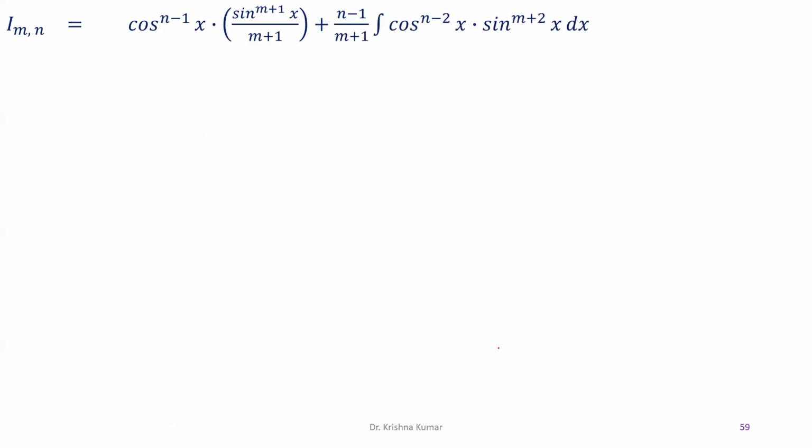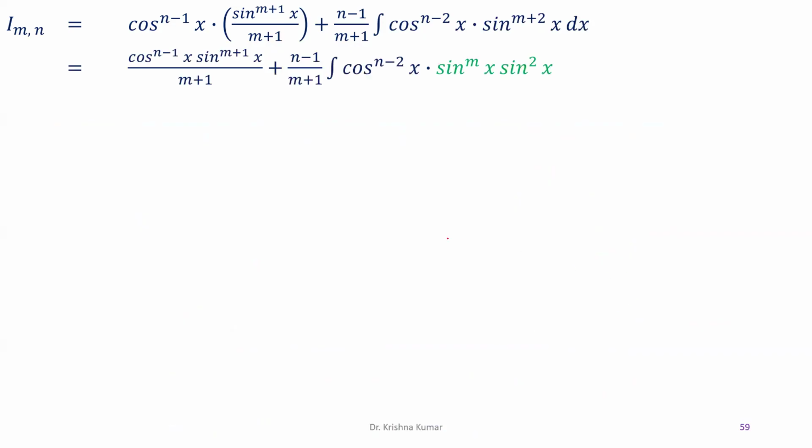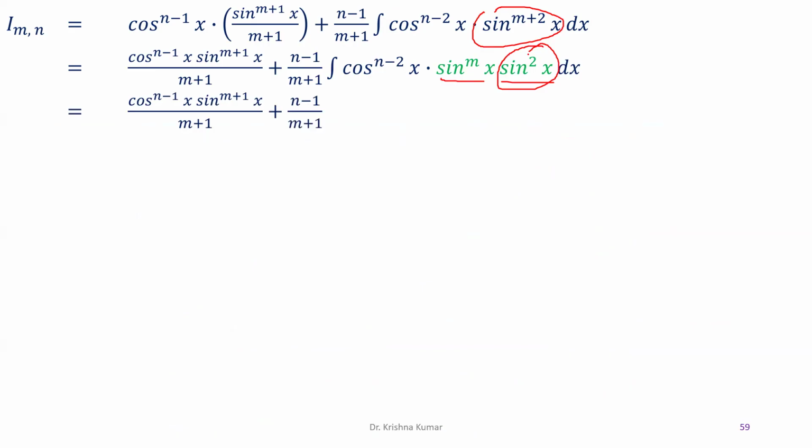Now we want to break this sine to the power m plus 2 into two parts, sine to the power mx and sine square x. Again, we know that sine square x is nothing but 1 minus cos square x. So we have to just write down that one, 1 minus cos square x, and the remaining part will be the same.